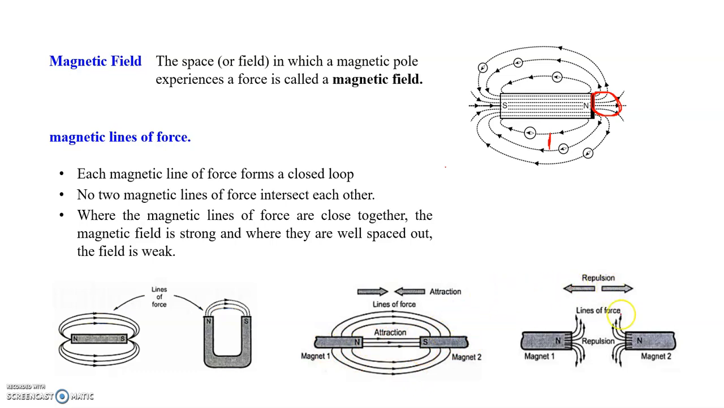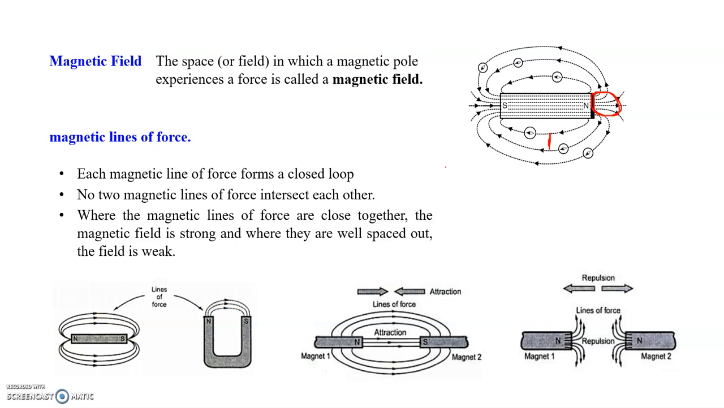Whereas in this case two north poles are nearby, so the magnetic field lines are in this direction. So these two magnets repel each other, whereas in this case magnetic field lines start from north pole to south pole, so these two magnets attract each other. So this is the magnetic field and important points related to magnetic lines of force.